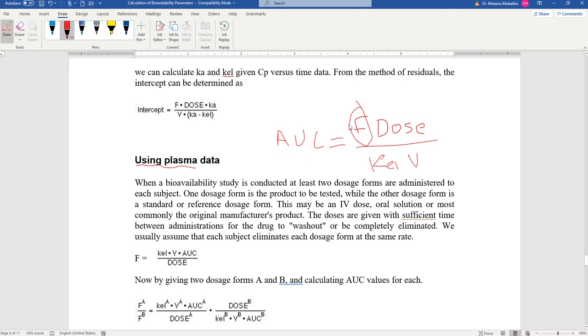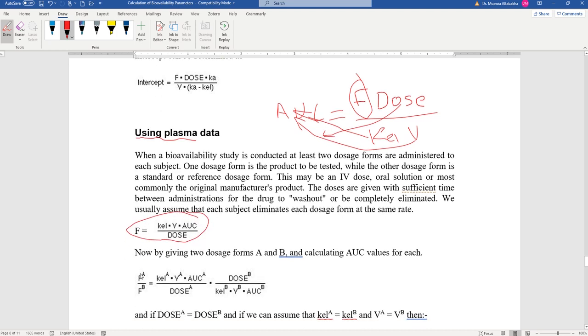Okay? Now, if we take F outside, let's leave F alone, KEL will go here, it will be multiplied by AUC, V will be multiplied by AUC, and then divided by dose. This is what you will get. So for one product, product A, and the other product B, I said we can calculate F by comparison, so if we divide the bioavailability of one product by the other one, usually this one is the reference product, then this is what I will get. KEL times V times AUC divided by dose for product A.